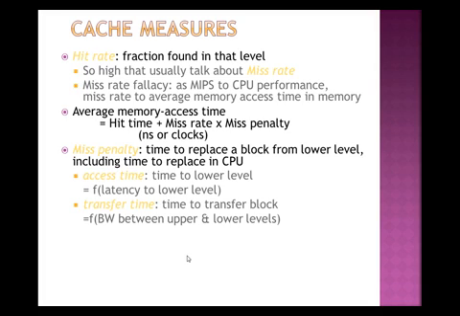Now, how do we measure the caches? That is our cache measures. Same concept, hit ratio or hit rate, that is the fraction found in that level. So we usually talk about the miss rate, that is your miss rate fallacy, that is MIPS to CPU performance. This is the same concept. Now, average memory access time equals hit time plus the miss rate times the miss penalty. Then what is a miss penalty? That is the time to replace a block from the lower level, including the time to deliver it to the CPU. That is a miss penalty, as I discussed in the last slide also.